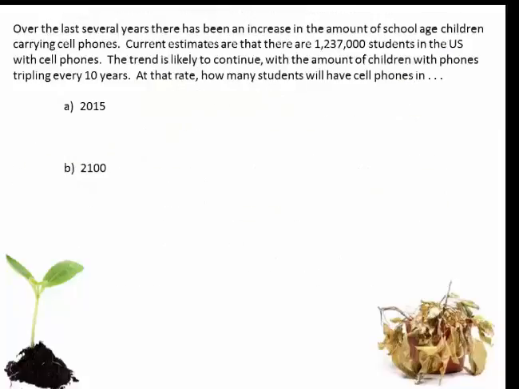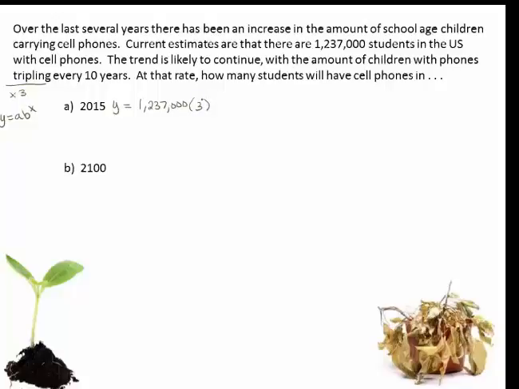Okay, so another example. Over the last several years, there's been an increase in the amount of school-age children carrying cell phones. Current estimates are that there are 1,237,000 students in the United States with cell phones, and the amount of children with phones will triple every 10 years. So, because we're tripling, that's multiplying by 3. So we'll use y is equal to ab to the x. Actually, hold on one second. Okay, so we have 1,237,000 students times 3 to the x.